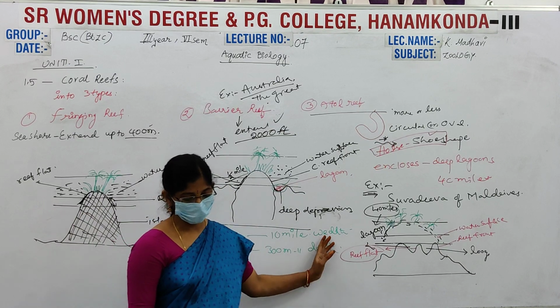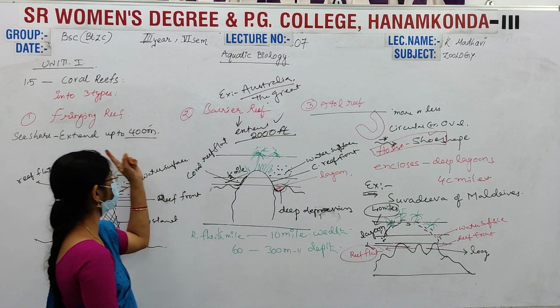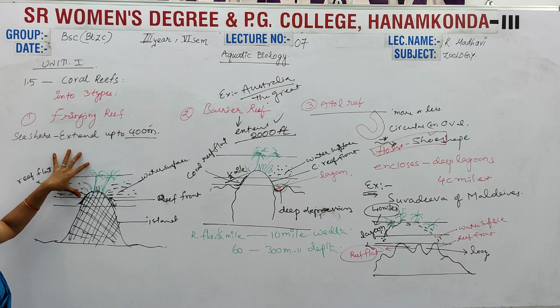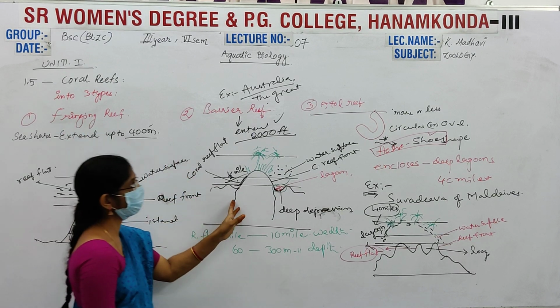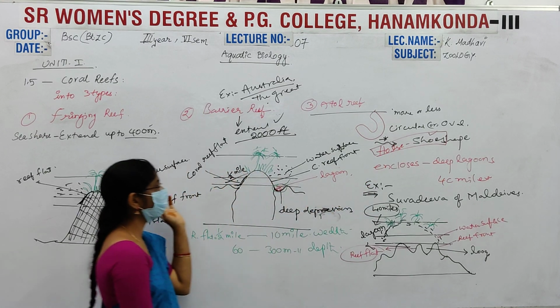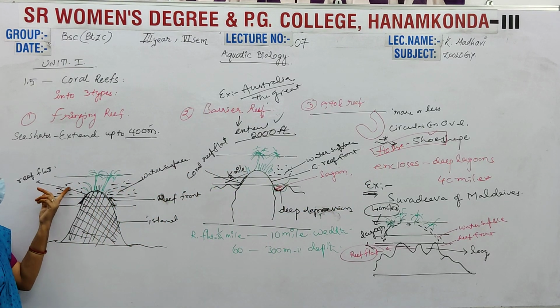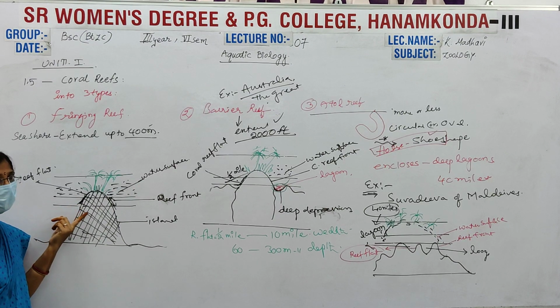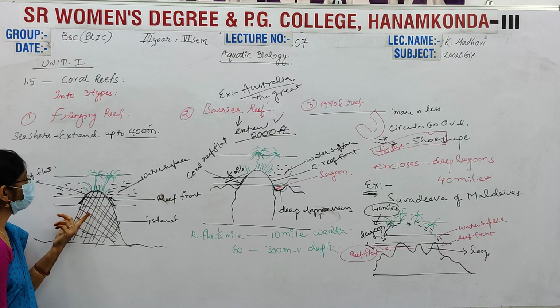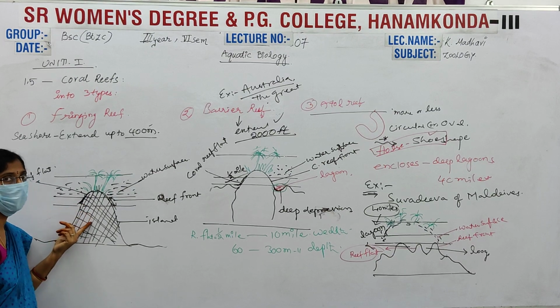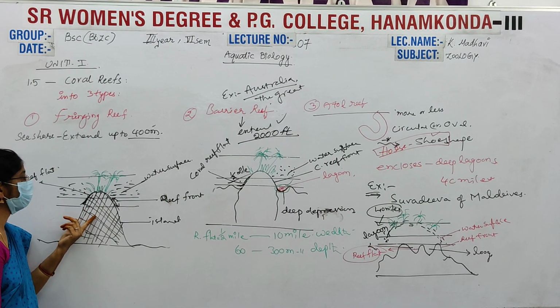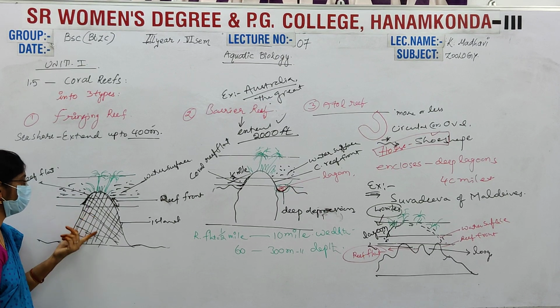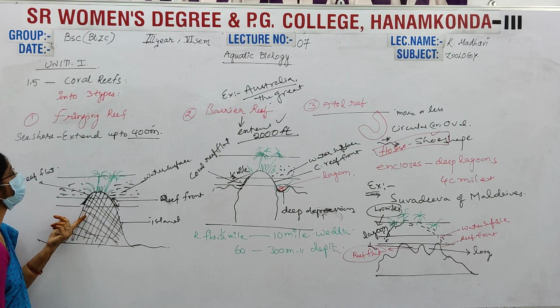Now, how many types of coral reefs are there? Three types. Those are fringing reef, barrier reef, and atoll reef. Fringing reefs are very close to the water surface. Here we can't see the formation of lagoons. Fringing reef is well suited for different types of organisms, such as snails, molluscans, and some sponges.